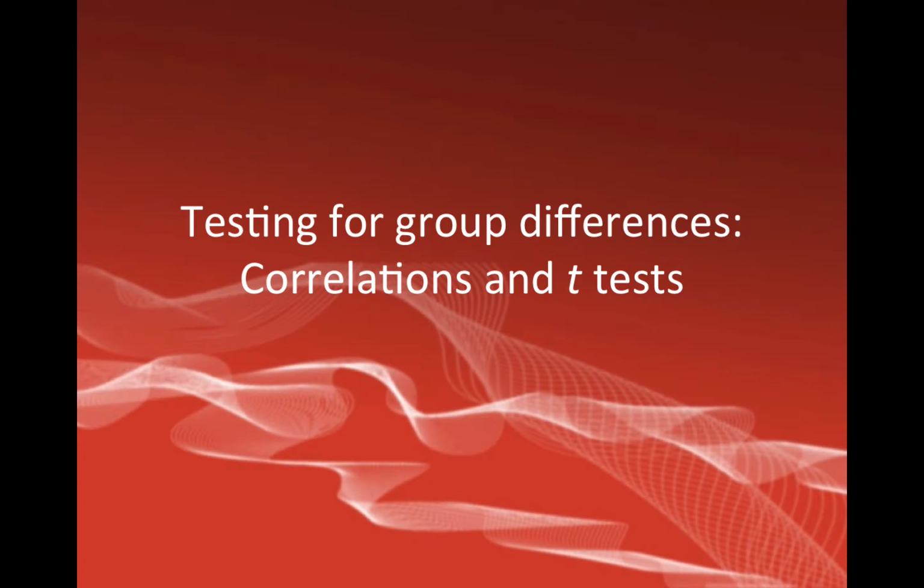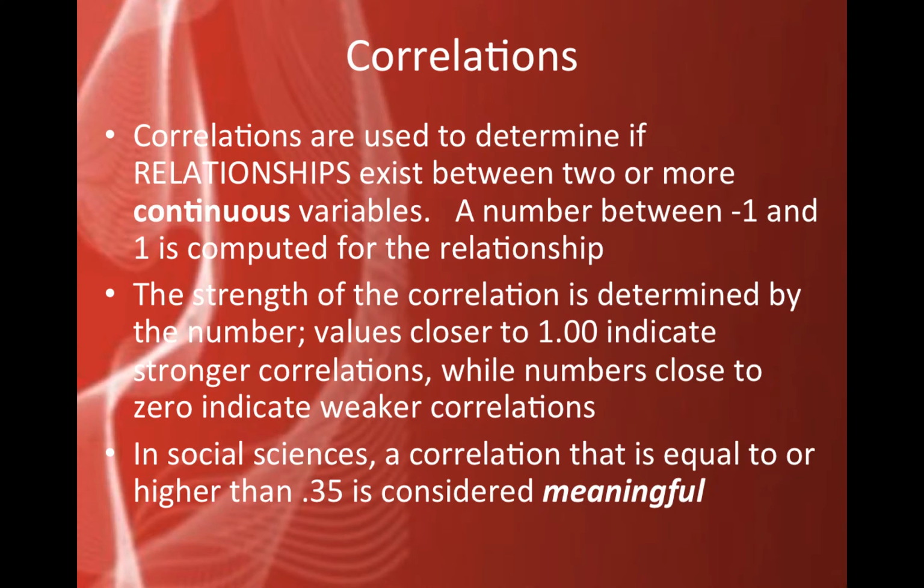Tonight we are going to be talking about testing for group differences, correlations, and t-tests. We're going to start with correlations. Most people are familiar with the word correlation and understand that it is related to relationships, and that is all that it's related to. Correlations cannot establish causality. All they can do is determine whether or not a relationship exists between two or more continuous variables.